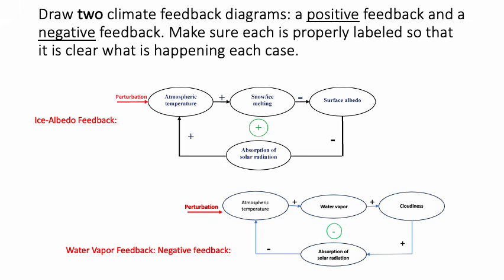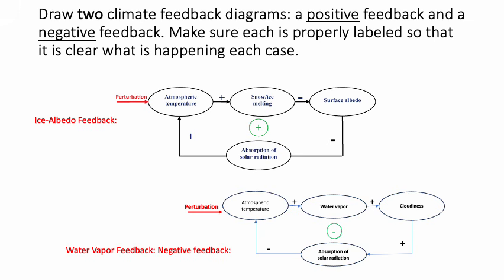A negative feedback here might be, for instance, the water vapor feedback. So again, perturbation, let's say again it's greenhouse warming, greenhouse gases. Warms the atmospheric temperature, so there's that plus sign. An atmosphere can hold more water vapor, so you increase the water vapor in the atmosphere. That allows more clouds to form, and so more cloudiness means that you have less absorption of solar radiation, so there's a minus sign just after that one because you're reflecting more solar radiation.